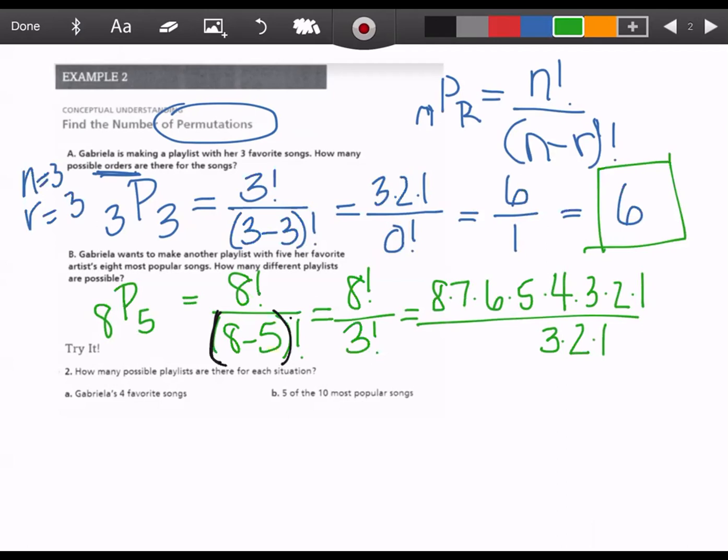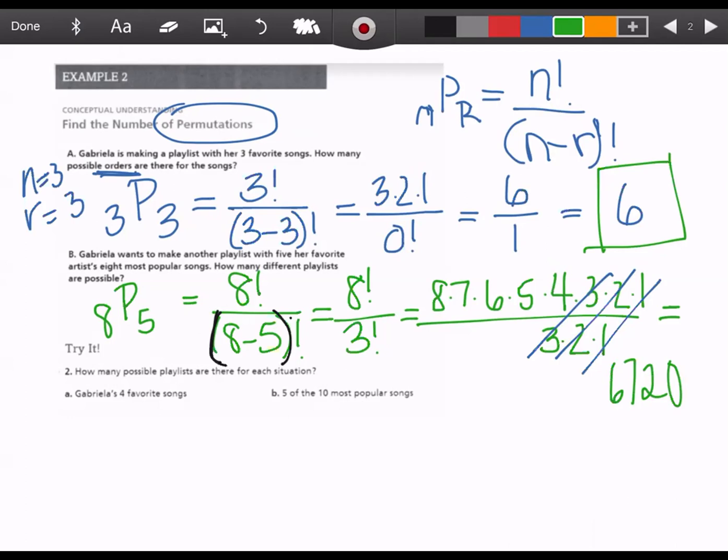We do need to simplify this. We have a fraction where we have the same number in the numerator and the same number in the denominator, so these will be canceled out. Then all you're left with here is 8 times 7 times 6 times 5, which gives us 6,720. So there are 6,720 different possible playlists that she can make.